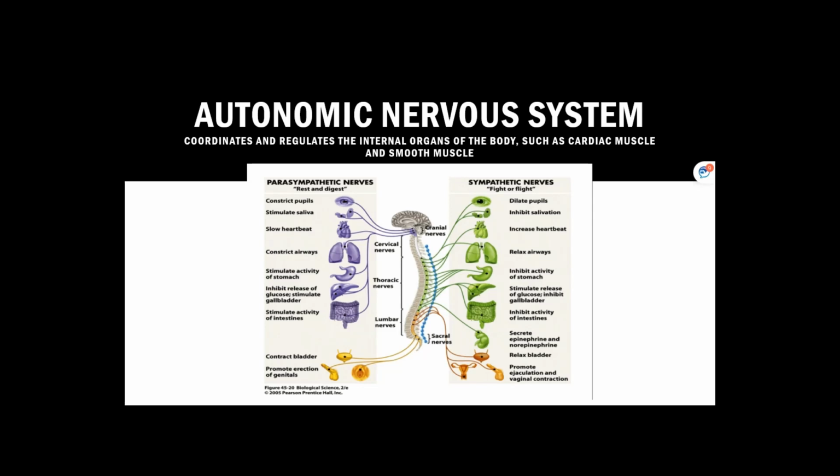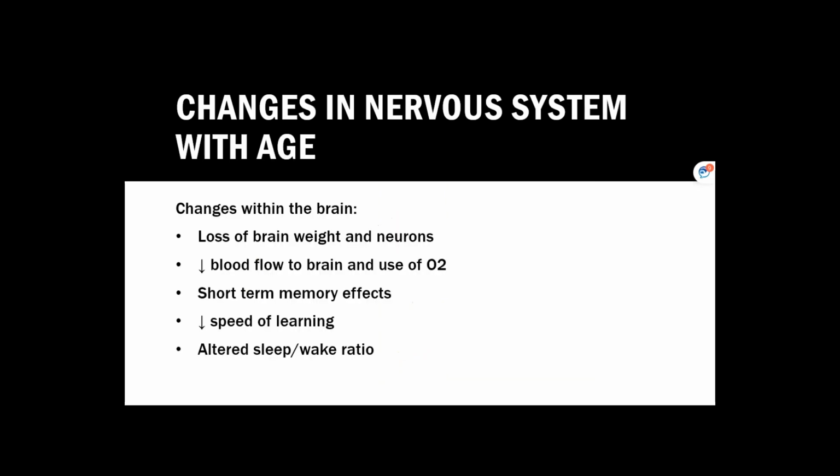Okay, so that pretty much concludes the different parts of the system. And so the last thing that we are going to talk about are just some changes that can occur within the nervous system that come with age. And then we'll talk about real quick at the end, just some prevention.